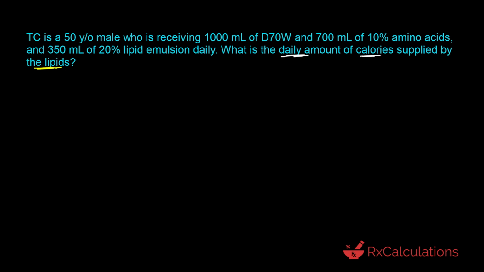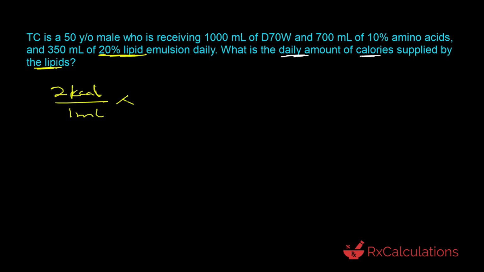So we're looking for the source of the lipids. How are you supplying the lipid? You're using a 20% lipid emulsion. That's how we are supplying the lipids. What does that tell us? What that reminds us of is I need to recall the conversion factor for that. And for a 20% lipid emulsion, you have 2 kilocals in 1 milliliter.